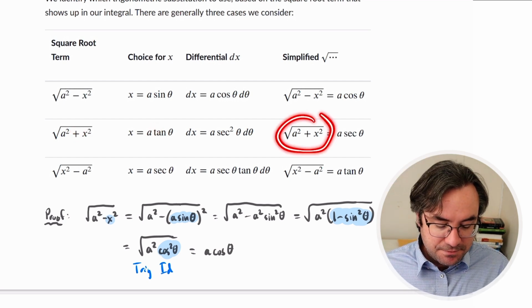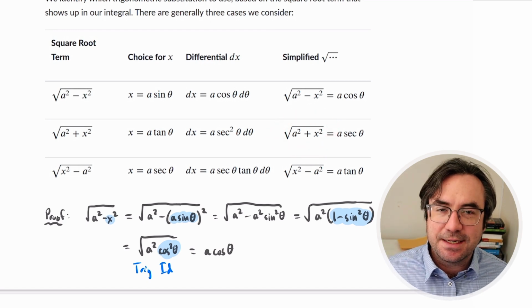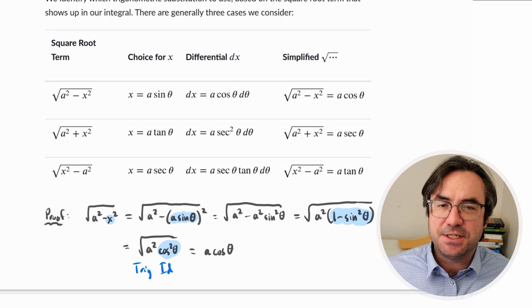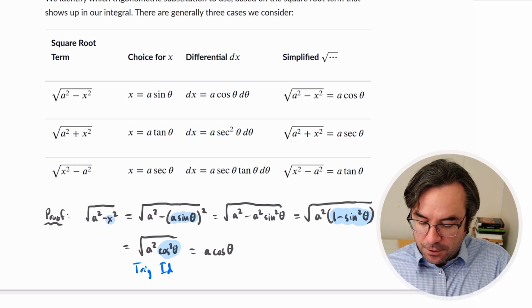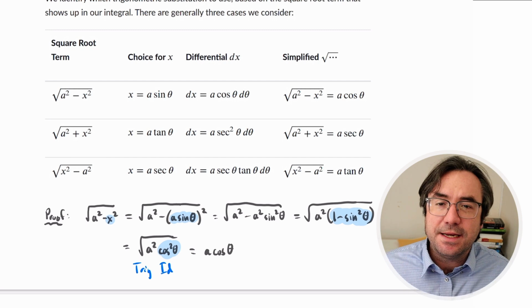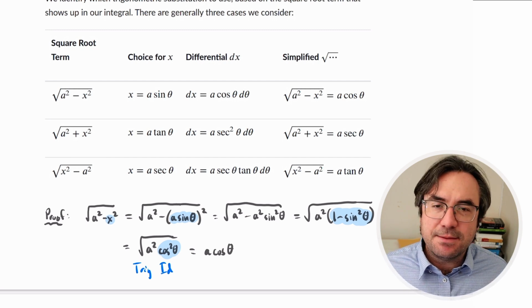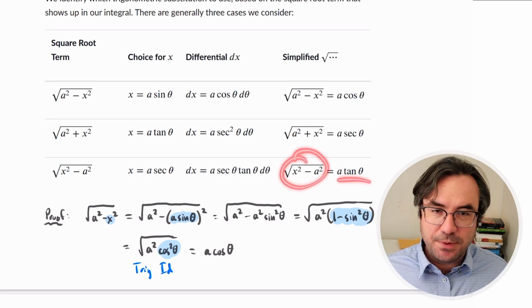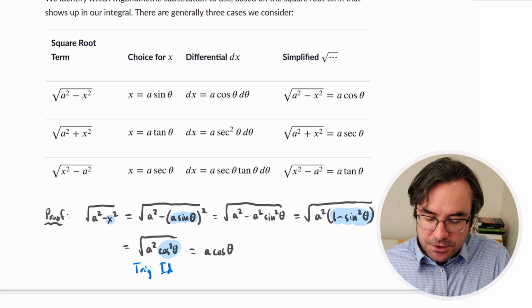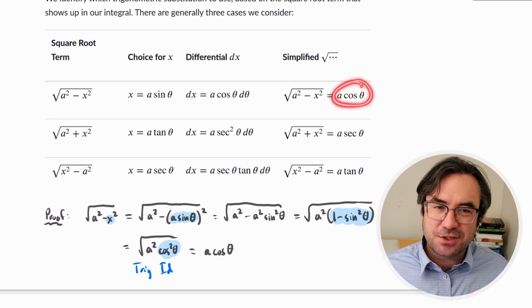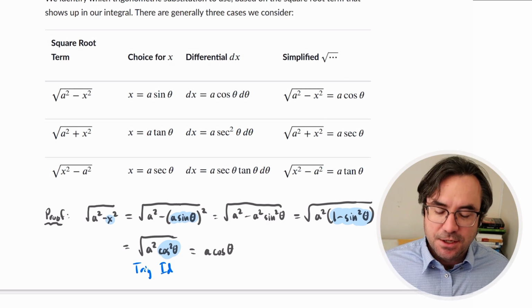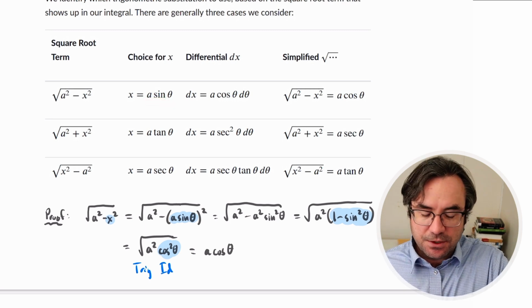You could run through it very similarly, using that trig identity, and you would see that this square root term gets converted into a times secant theta. Same thing if we have the square root of x squared minus a squared: you're going to let x equal a times secant theta, and you would use that same trig identity to convert the square root term, and it would become a times tangent theta. A way to remember this is that once you make the choice for x, the square root term is going to switch over to the opposite trig function relative to those trig identities. We know that sine squared plus cosine squared is equal to 1.